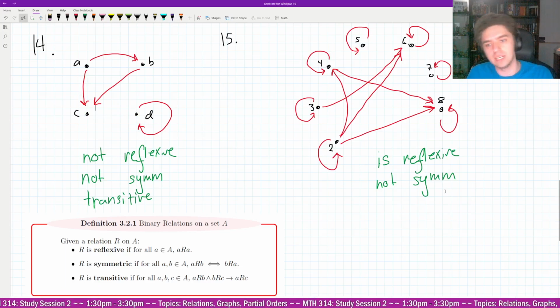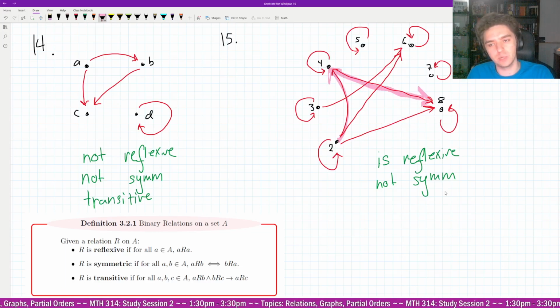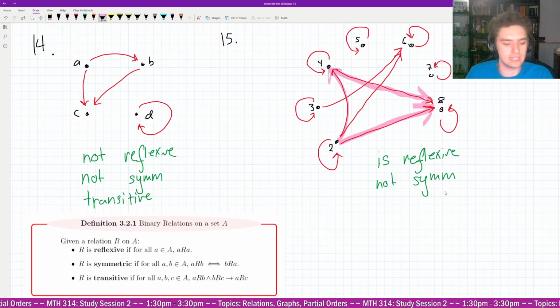And the same over here. Let's take a look. What's transitive over here? So, let's say 2 to 8. Well, 2 to 8 doesn't go anywhere, right? So let's say 2 to 4. Okay, 2 to 4 and 4 to 8 would imply that 2 to 8 has to exist. That's true. That is there, right?